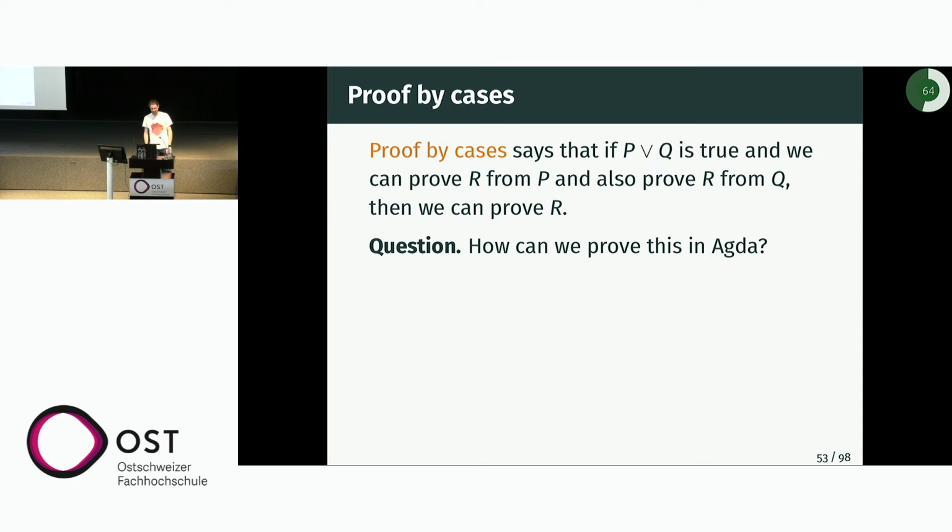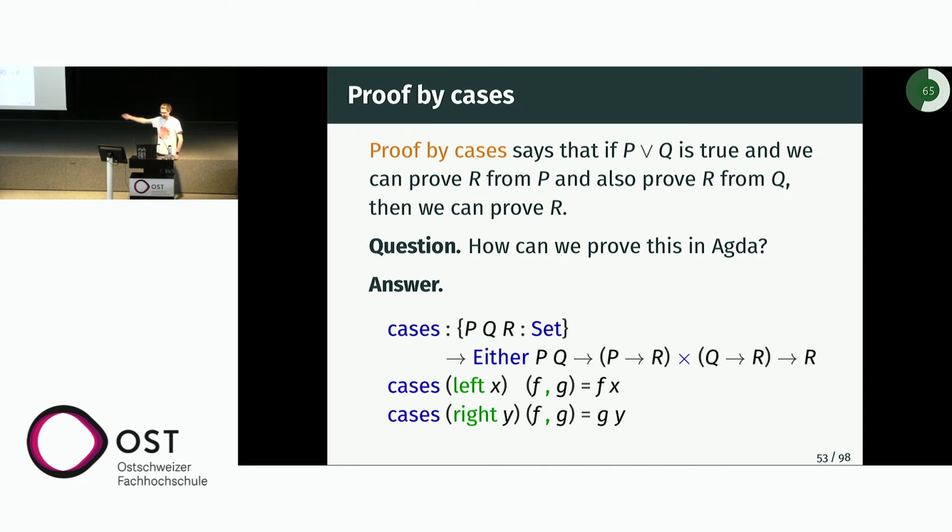Let's take a look at another example. Proof by cases is the principle that if we know that P or Q is true, and there is some proposition R which follows from P, and R also follows from Q, then we can prove R. And again, we can prove this in Agda by saying we have a proof of either P or Q, and we have two functions from P to R and from Q to R.